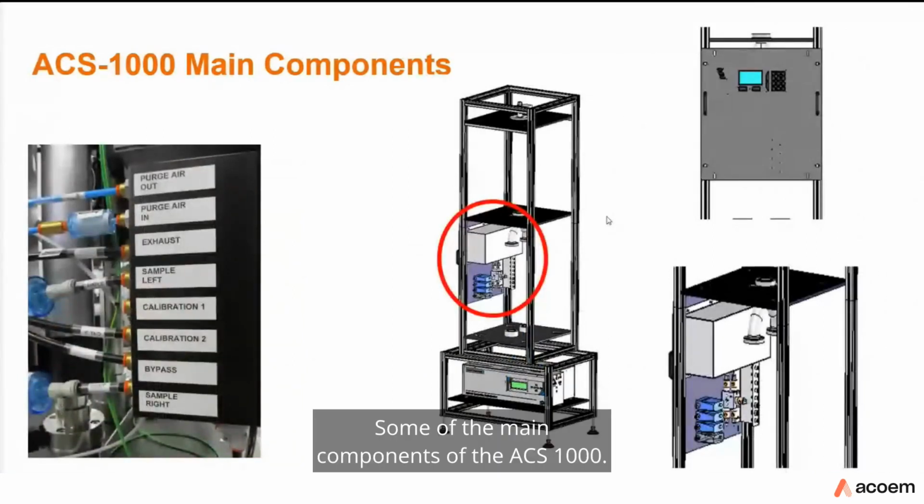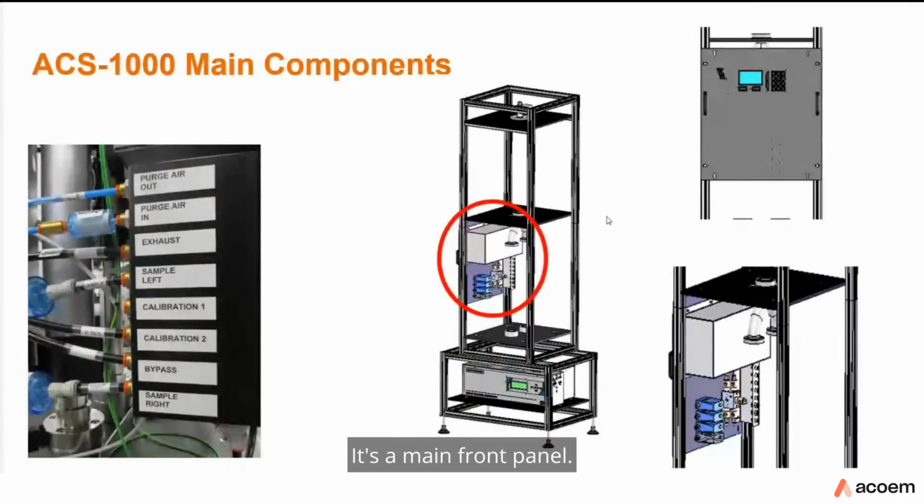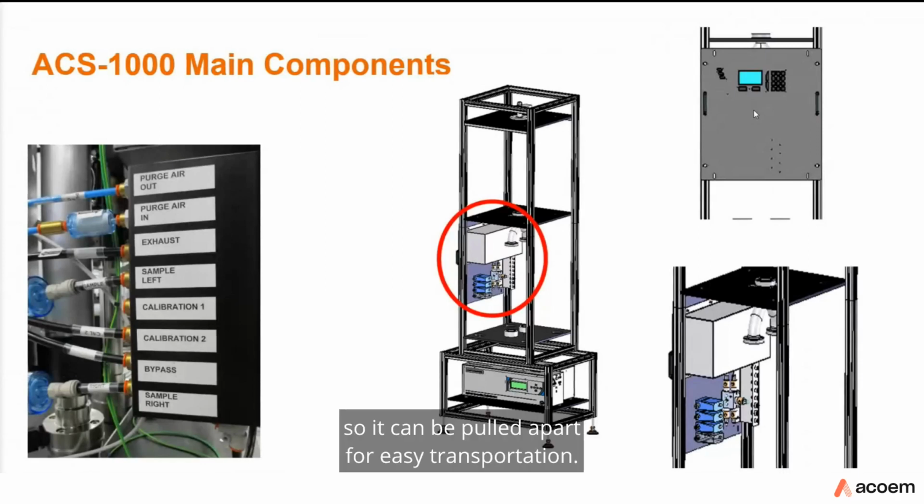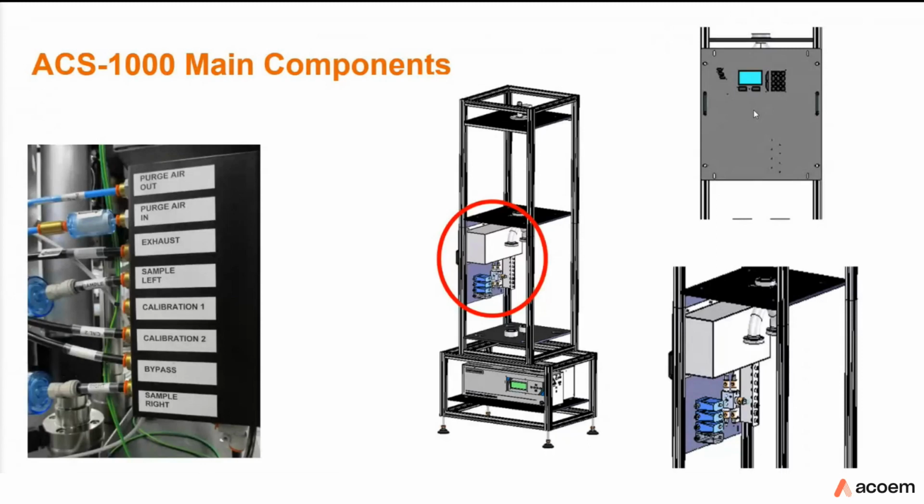Some of the main components of the ACS 1000 include its main front panel. It has an LCD and a keypad, so you can set up points and sequences, and program your humidograms for whatever period of time you like. It's made of an anodized aluminium rack, which is modular, so it can be pulled apart for easy transportation. It also has adjustable shelving so that it can be suited for different types of aerosol instruments.